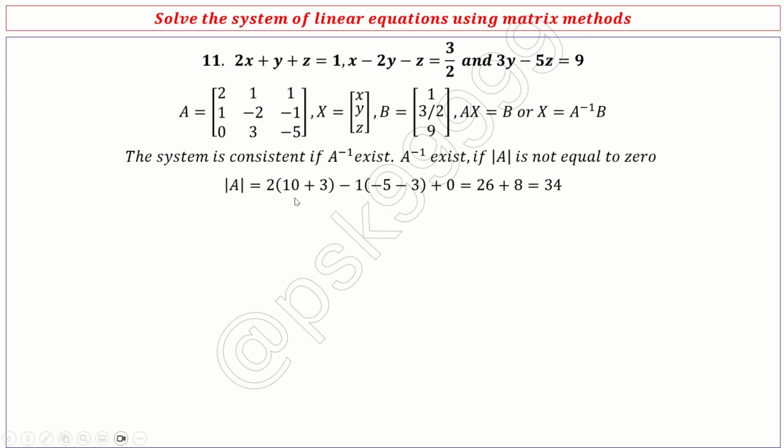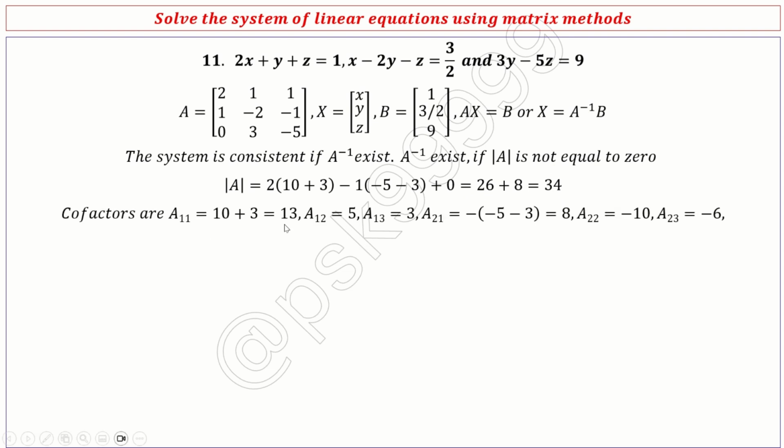First is the determinant of A. I'm trying to find it by row 1, which is 26 plus 8, that is 34. 34 is the determinant, which is non-zero, so A inverse exists. Cofactors are A11 is 13, A12 is 5, A13 is 3, A21 is 8, A22 is minus 10, A23 is minus 6, A31 is 1, A32 is 3, A33 is minus 5. This is the only thing which will take a long time to find the inverse. Otherwise the procedure is exactly the same.